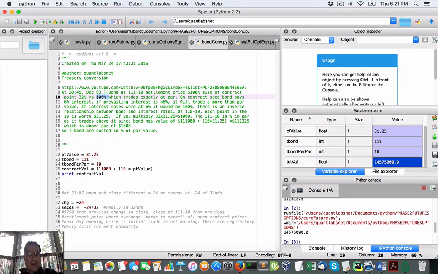There's 100%, and then there's a value which trades exactly at par. So if you look at a contract specification from the exchange, like the CME, there's a percent of the interest paid out. If you have a prevailing interest rate less than 6%, it'll trade more than par value, which basically means there's an inverse relationship between the bond and interest rates.